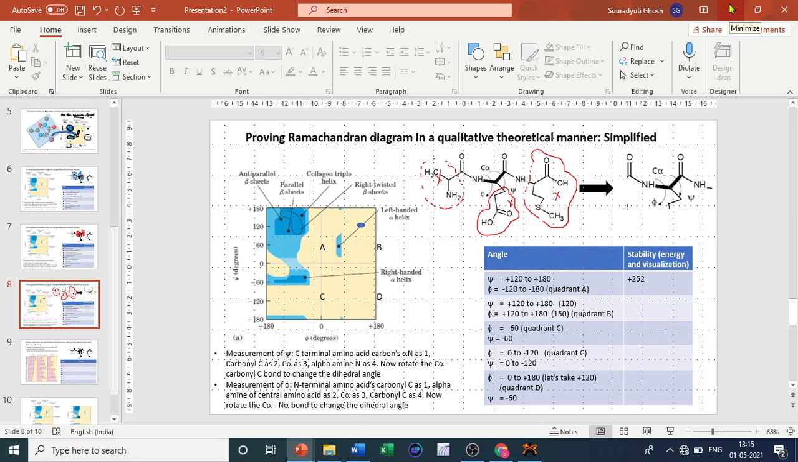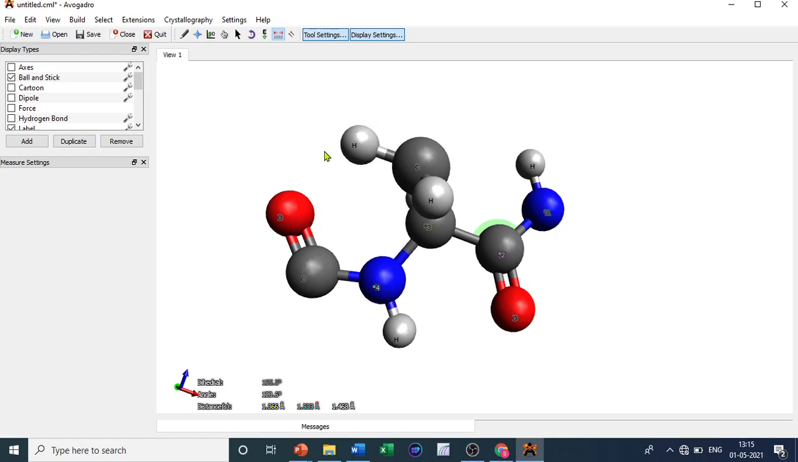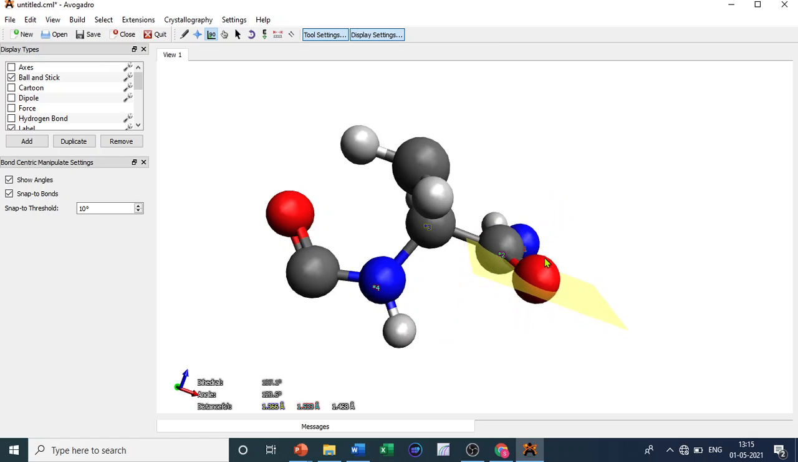Okay, so we are keeping the psi to be 120. So let's bring it to 120. How do we do it? So we go to this angle change, on angle rotation, and it is still 165. So we rotate it and decrease it to 120. Okay, so you can see I have decreased it to 120. Okay, so the psi is now 120.